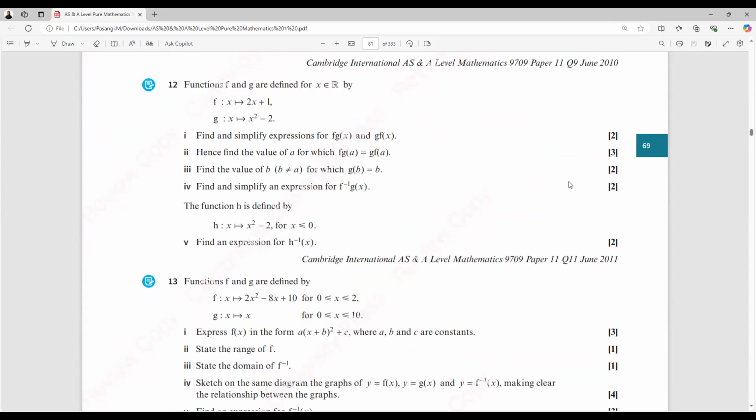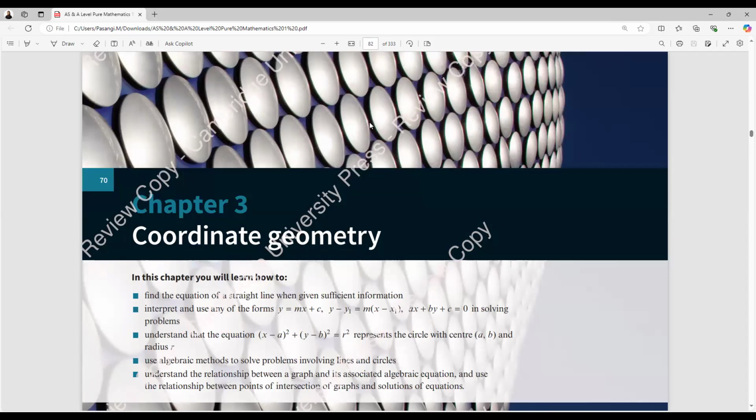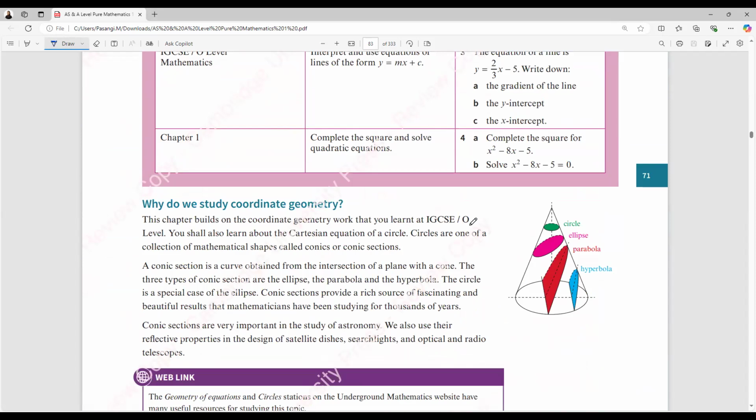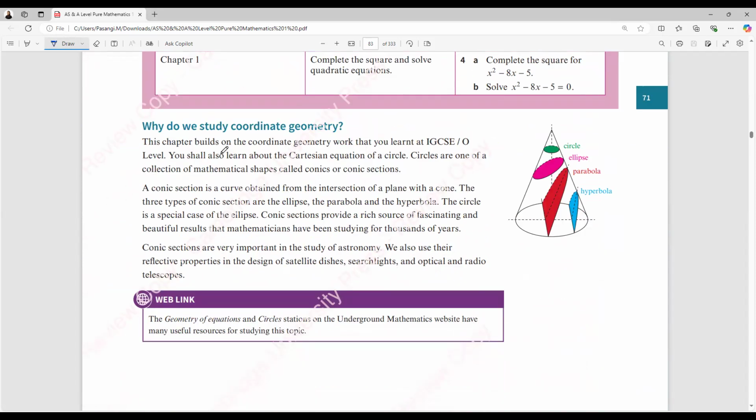Okay. So let me start with chapter 3. This is about coordinate geometry. Anyway, the first part would be very easy because we have done these theories earlier as well. So here, if I quickly move to the theory part, why do we study coordinate geometry? There are so many reasons why we need to study these ones.